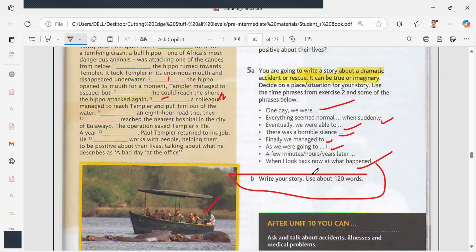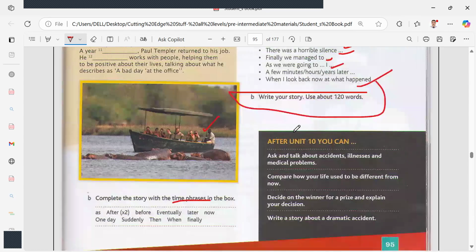Please don't forget to use the past continuous to describe your story or background. Then write the main events in the past simple and use the time phrases to make your story exciting and more interesting. Okay, Jude, and this is the end of Unit 10.